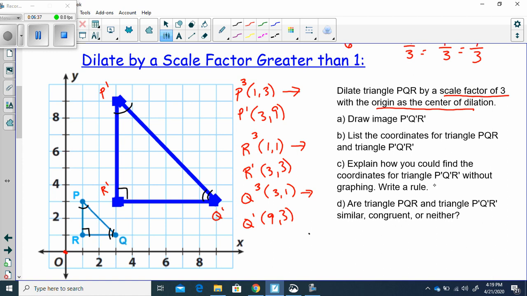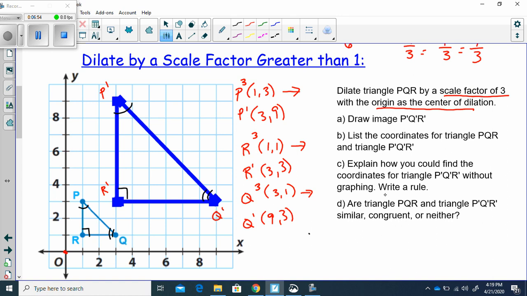Now it says, explain how you could find the coordinates for triangle P prime, Q prime, R prime without graphing. This is what I did right here. Notice if it said multiply by a scale factor of 3 or dilate by a scale factor of 3, all I did was multiply each one of these by 3.